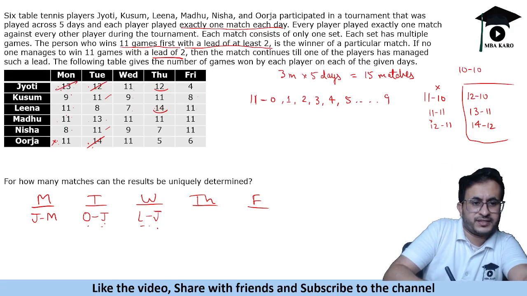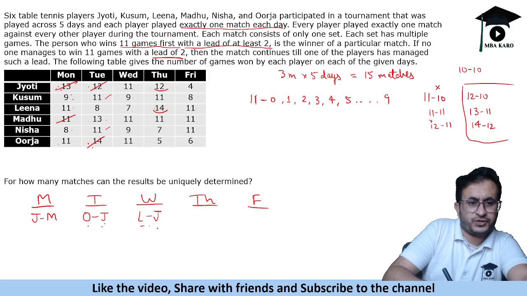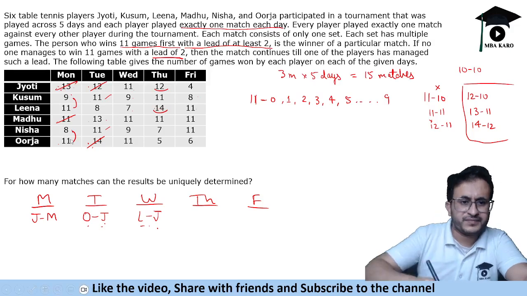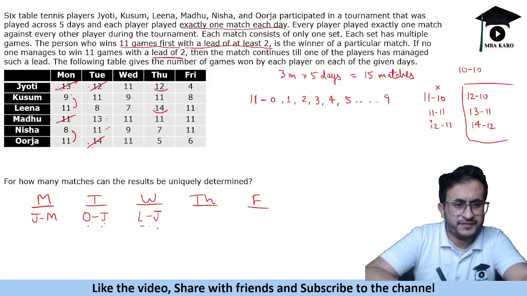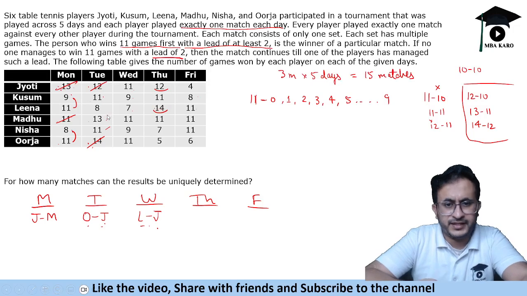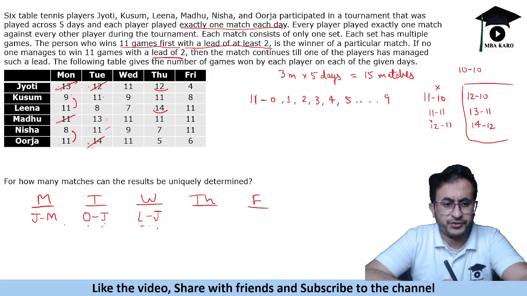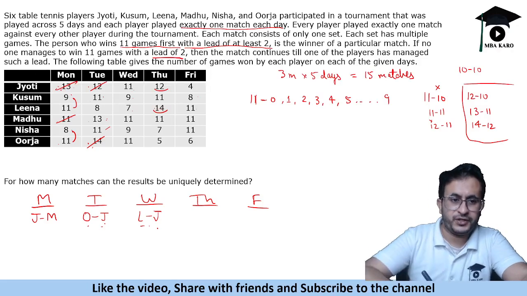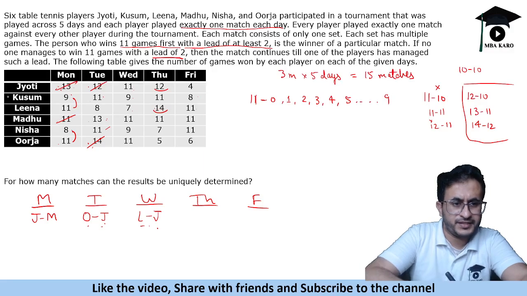This 13 versus 11 is done. So it has to be between these two and these two. Similarly, the 13 versus 11 cannot still be figured out. So now let us do one thing. Let us first fill for Jyoti, because for Jyoti we know the matches on 3 days. Now she has to play 2 other players. If you look at Wednesday, Jyoti is still to play against Kusum and Nisha.